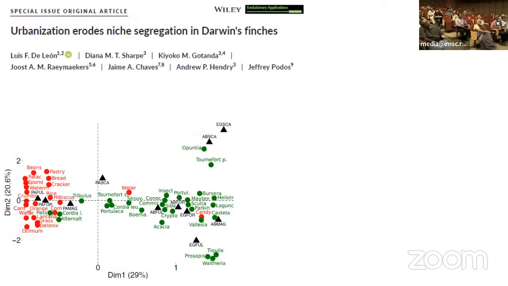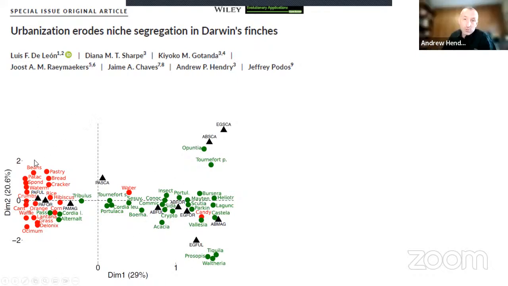And here's a paper we did relatively recently that's showing that that's because they're feeding on different things. So again, this is kind of diet space. These are different types of foods. And the green is natural foods, and the red is human foods. And so finches are eating all of these different things, but at particular locations in town, they're eating way more of the human foods. And they prefer the human foods.